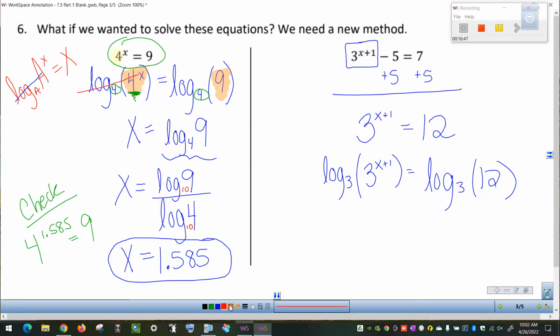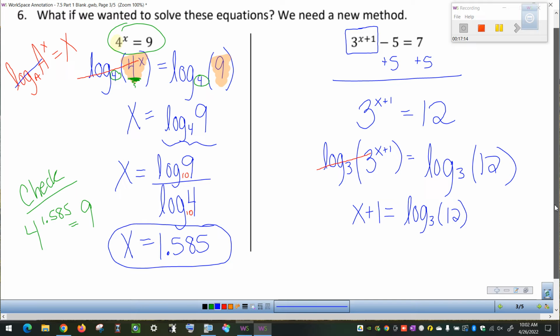Okay, and then here's the fun part. So log base 3 of 3 holding up an exponent, well, it's going to undo the exponential part. So it's going to allow us to cancel out that 3. And we're left with the entire thing that's in the exponent. So it's the entire x plus 1, regular size now, that's left over. And on the other side, that's equal to log base 3 of 12.